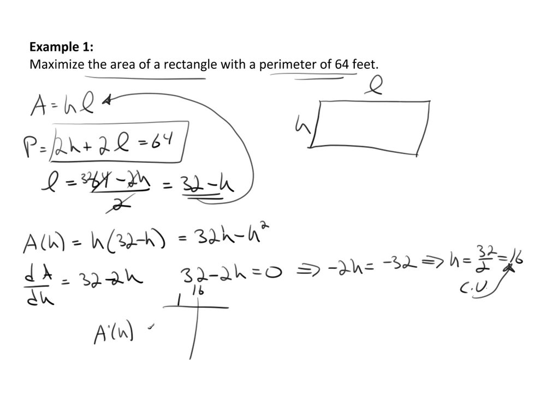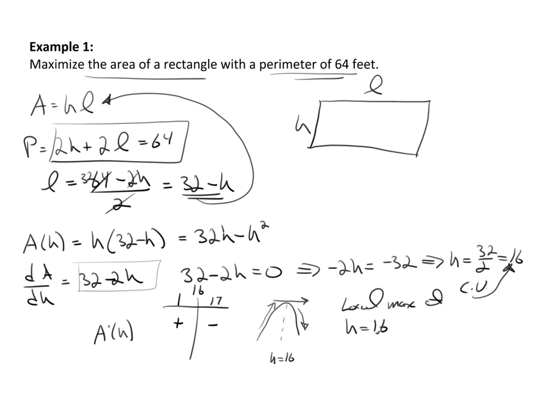And right here is my first derivative. So when I put 1 in there for h, I end up with a positive value. When I pick a value bigger than 16, like maybe 17 or something, and put that in there, I end up with a negative value. And that's all I care about, the positives and negatives, because I know now that my function is going from positive to negative, and it is 0 when h equals 16. So that tells me I have a local max at h equals 16.